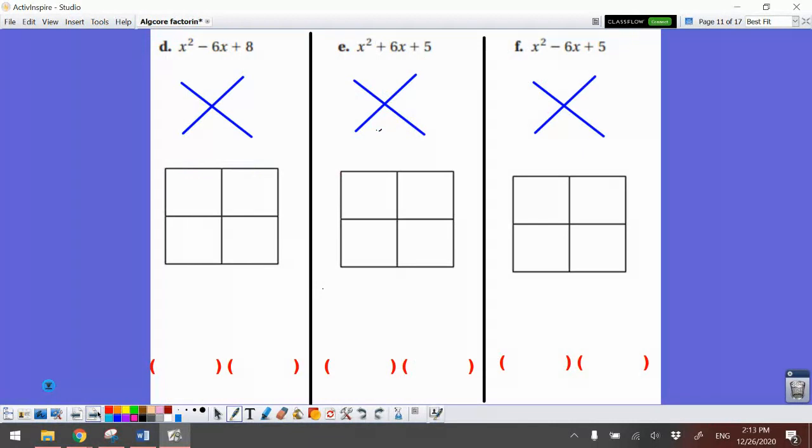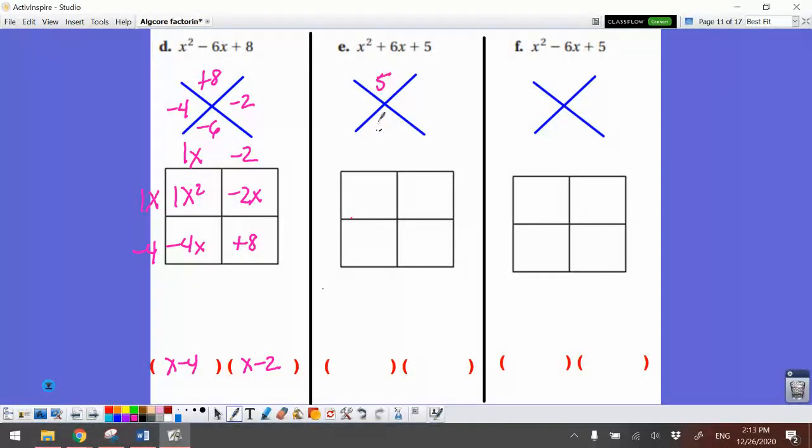Okay, here's three more. Go ahead and hit pause and see what you can do with these. Okay, so if I have a positive 8 and a negative 6, that means I have to have two negatives to make a positive. So -4 and -2. So -4x, a +8, a -2x, and my x squared. So here I can take out a -4 and a 1x, a 1x, and a -2. So I'm left with x minus 4 and x minus 2.